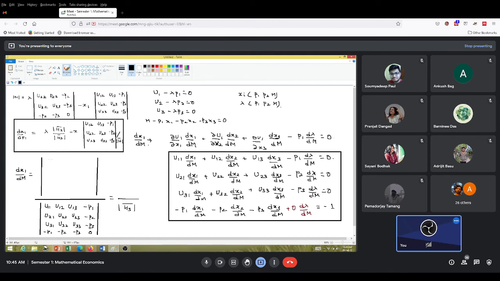What is this? Zero. Zero. One. U11. Minus one. U12. This will be U22. This is U32. And what is this? Minus P2. No, wait.